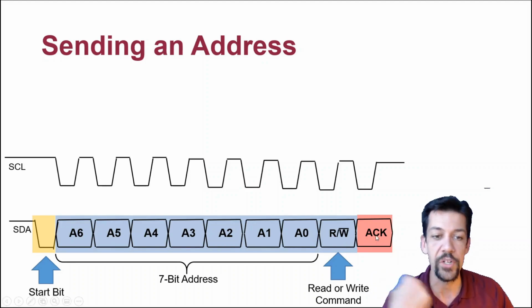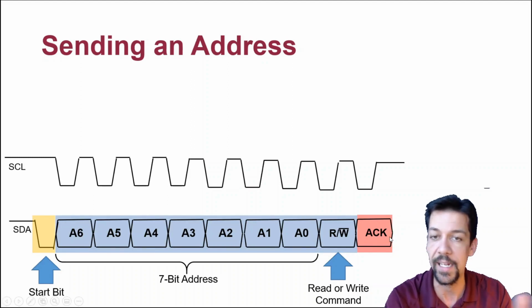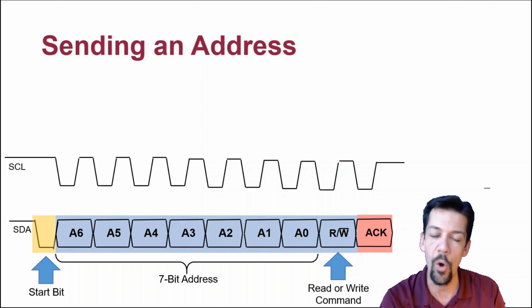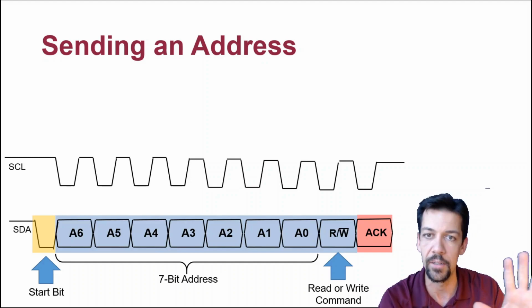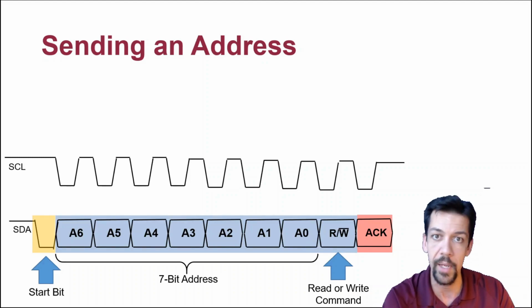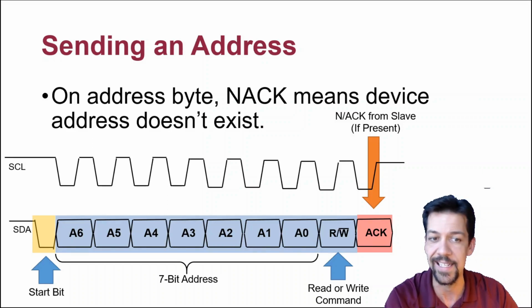Then we should get an acknowledge. If the device exists, then the receiver, the slave, will acknowledge by pulling the data line low at this point, or if it doesn't exist, then it'll stay high, and that means that something is wrong. Nobody responded because that's the default state. Right? On the address byte, a NACK means that the device or address doesn't exist. Something went wrong and it's not there.